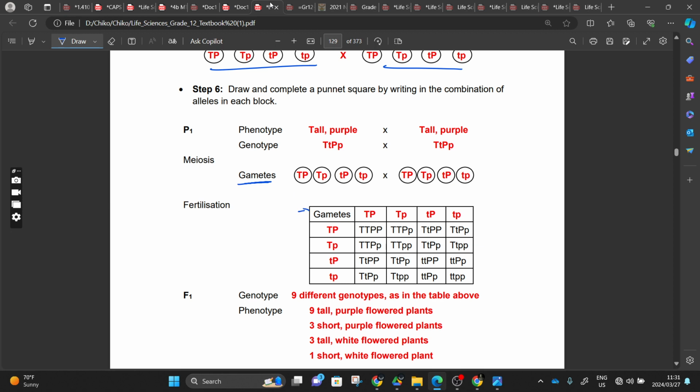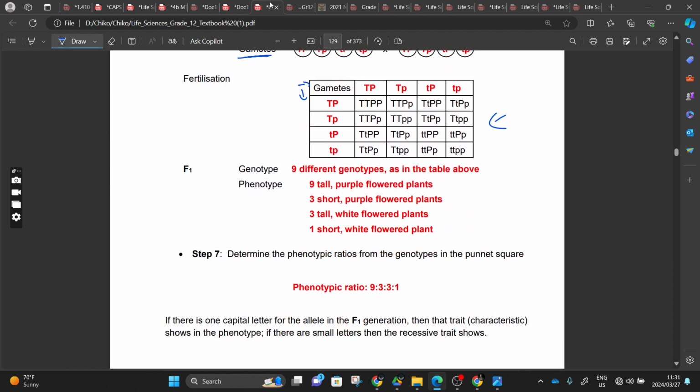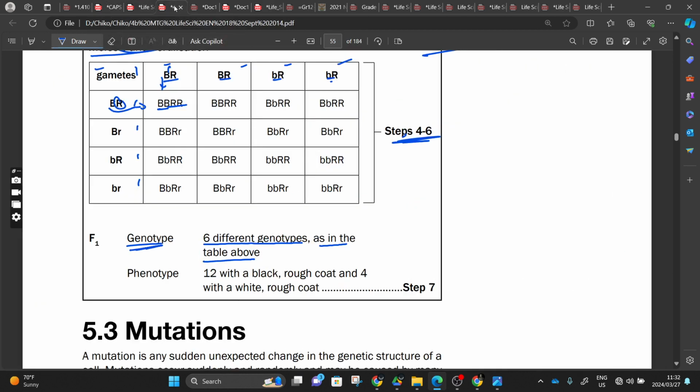And then five going that side, five going down side, and then you place them like this. Then after placing like this, here they say another thing. They said 9 different genotypes as in the table above. How are they finding these 9 different genotypes? Same with our green book here. They just came and said 6 different genotypes. Like, where? How? So you see, they're not explaining it, but let me explain it to you.